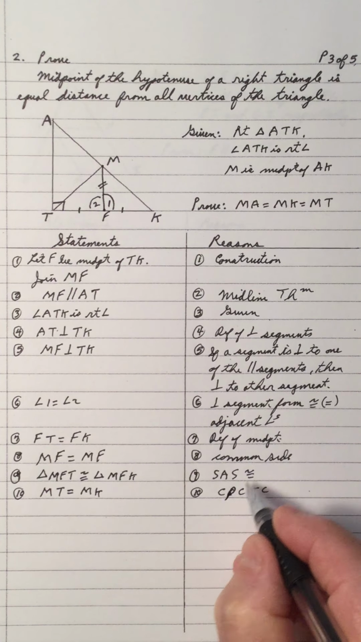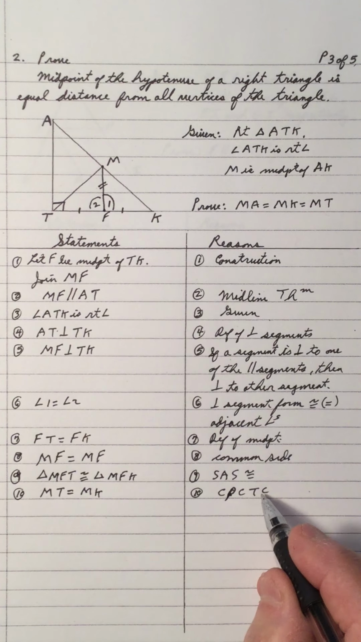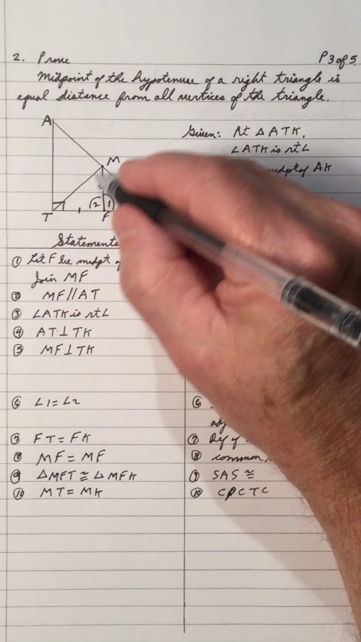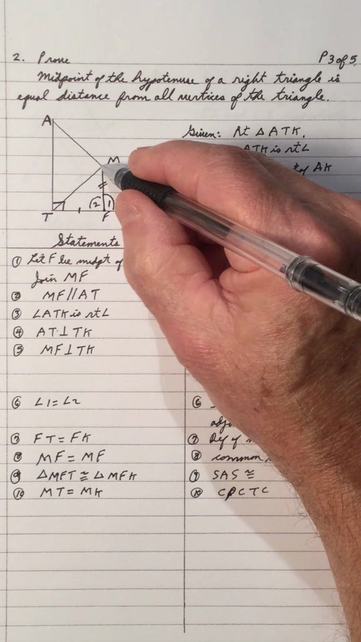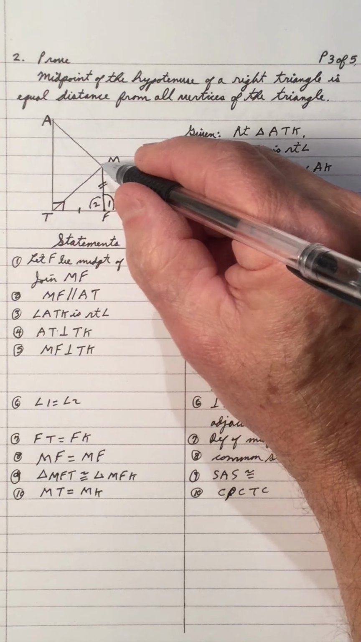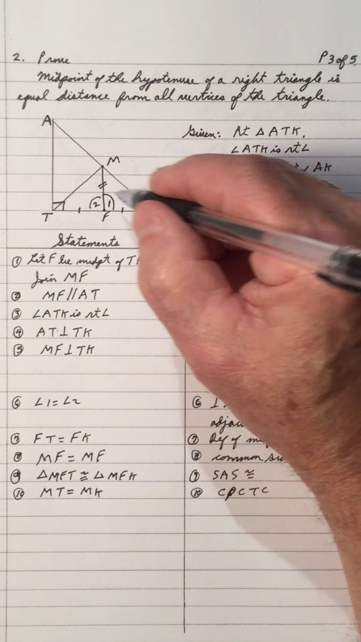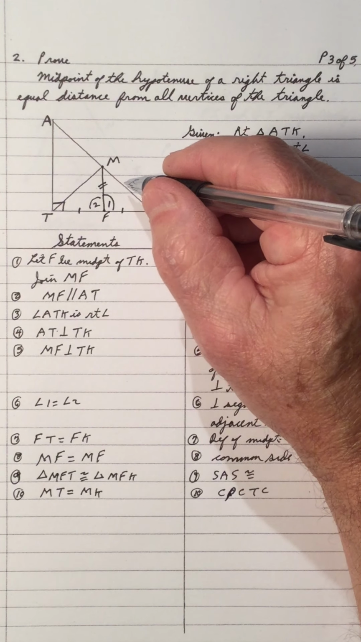CPCTC. Corresponding parts of congruent triangles are congruent. These two triangles are congruent. MFT is congruent to MFK. Therefore, these two segments are equal, CPCTC.